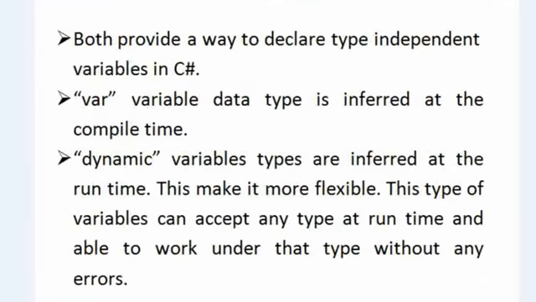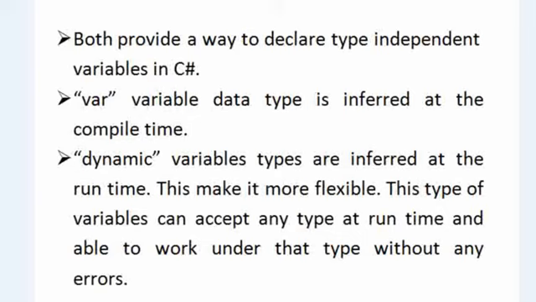We will start. So both provide a way to declare type independent variables in C#. So we are first of all stating the similarity between var and dynamic. These are two ways we can declare type independent variables in C#. So the main difference between these two is that with var, the variable data type is inferred at compile time.